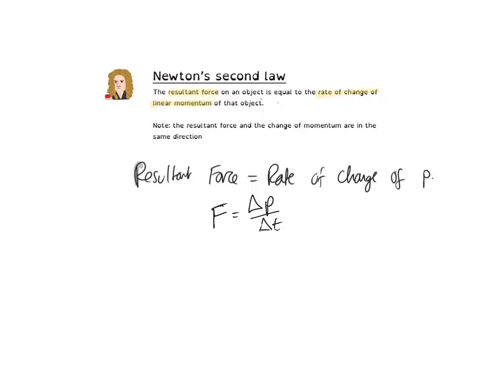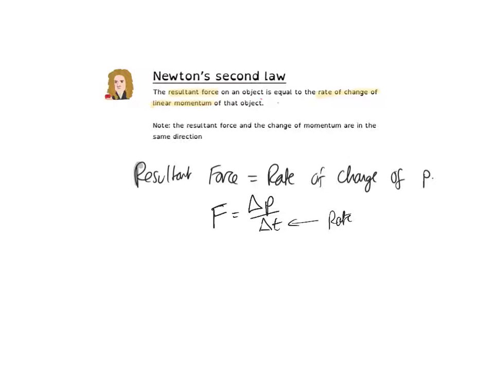Now this is a really useful equation. This tells us the rate of change of momentum, which, remember, rate means per unit time, hence divided by time. All we've done is turn that definition into an equation. So if you learn one, the other one should make sense.